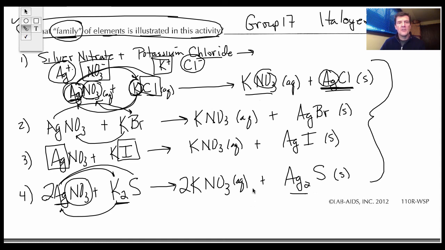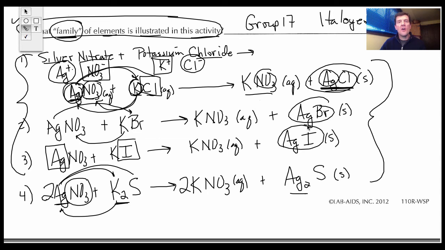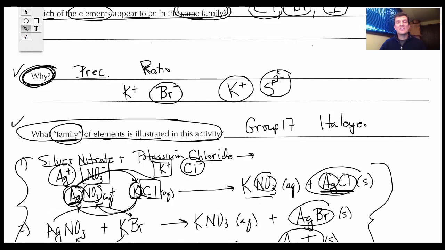Okay? So all of these, the first 3, reacted in a similar manner because they're all in the same family. They all form similar precipitates, and they have the same ions that are formed, all with -1.